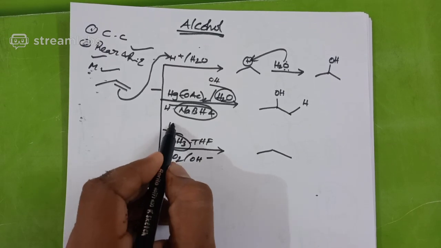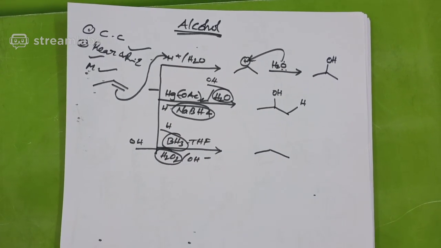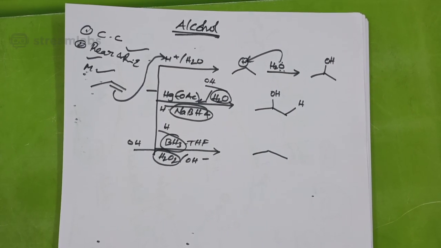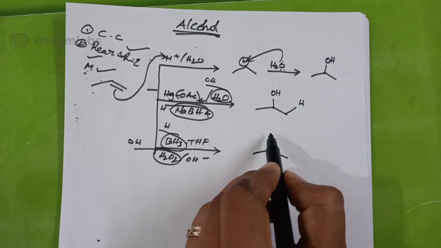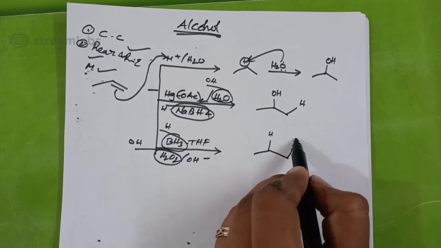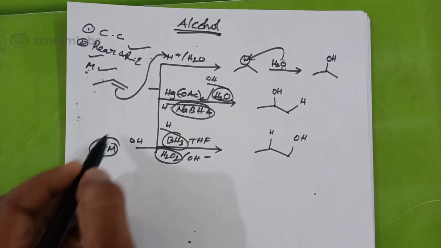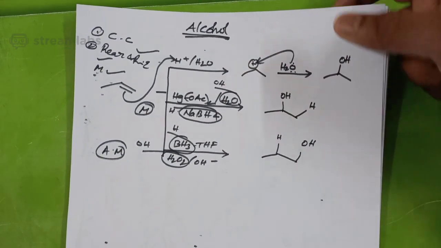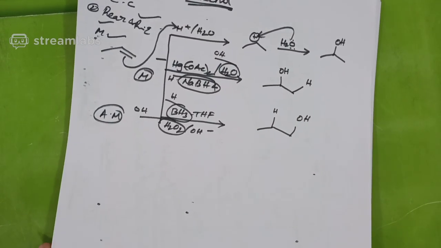And the next case, hydroboration with hydrogen peroxide. Now H from BH3 and OH from H2O2. Finally the addition of H2O takes place, H from BH3 and OH from H2O2, and it gives H here and OH here, because it follows anti-Markovnikov's rule. Finally we got alcohol from alkene with different mechanisms and conditions.